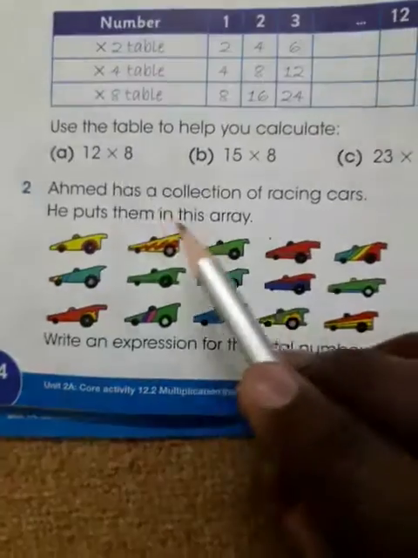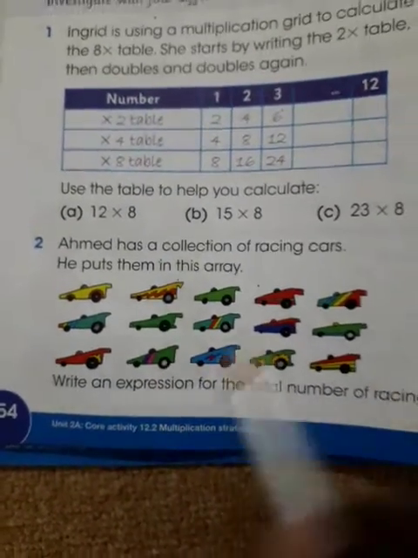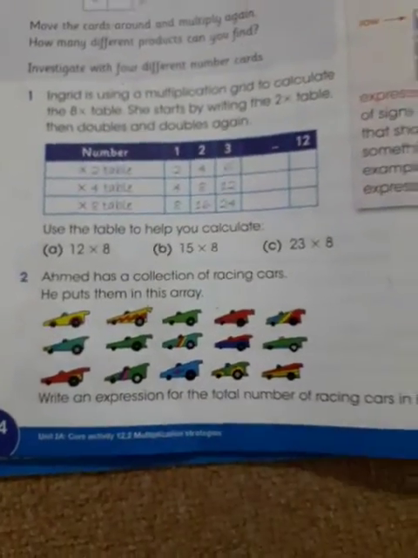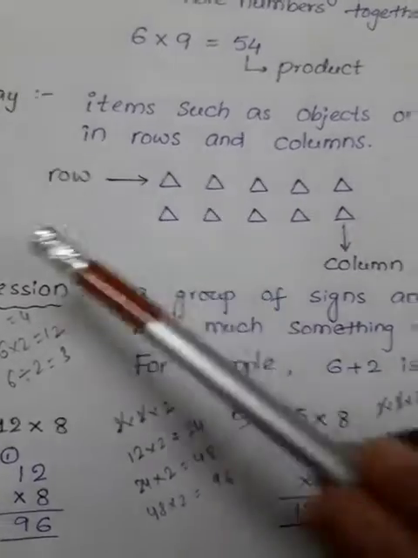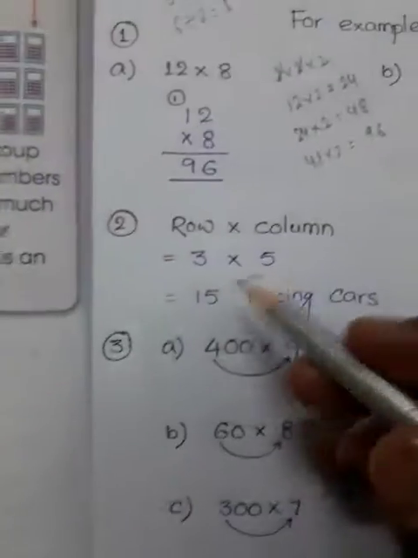Okay. Now look at question number 2. Ahmed has a collection of racing cars. He puts them in this array. Write an expression for the total number of racing cars in the collection. So first of all, check it. Just before, I already explained what an array is. It is arranged in terms of row and column. So how many rows are there? If you check it, this is the row, right? How many rows are there? 1, 2 and 3. So there are 3 rows.